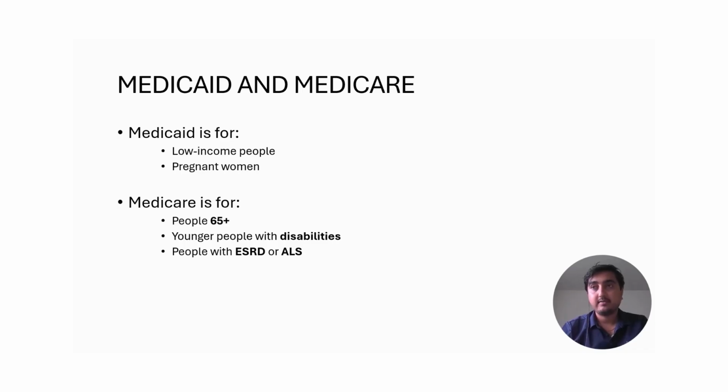Apart from this, we have some federally administered plans like Medicaid and Medicare. Medicaid is basically for low-income people and pregnant women, so you can remember D for destitute. And Medicare is for people who are more than 65 years of age, younger people with disabilities, and people with end-stage renal disease or amyotrophic lateral sclerosis.